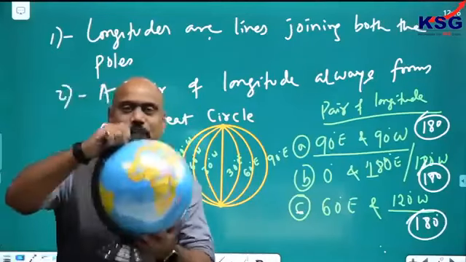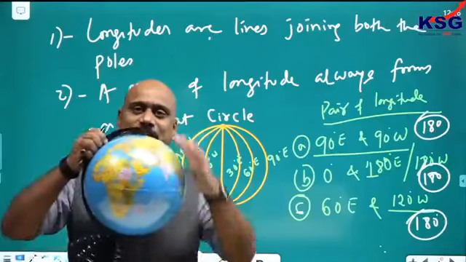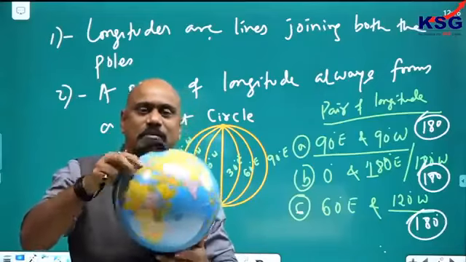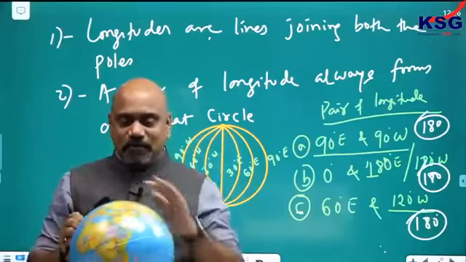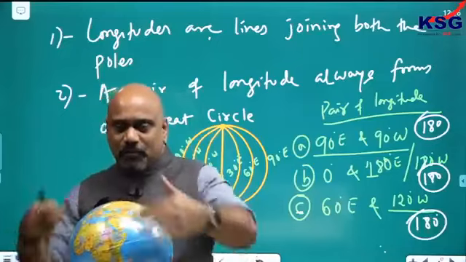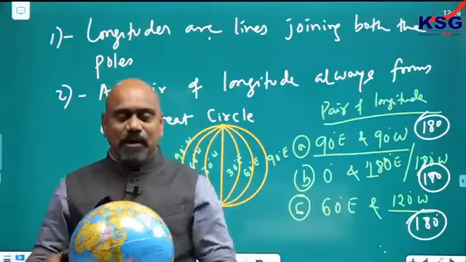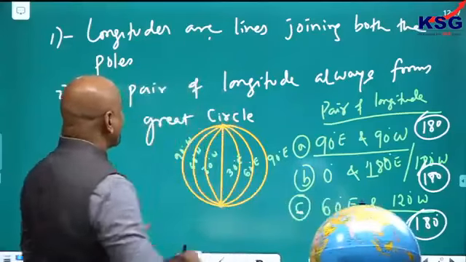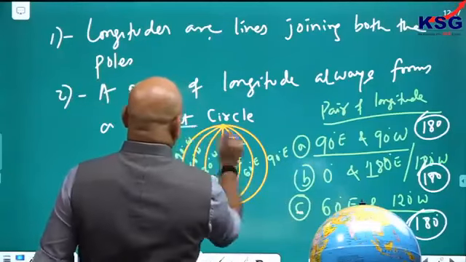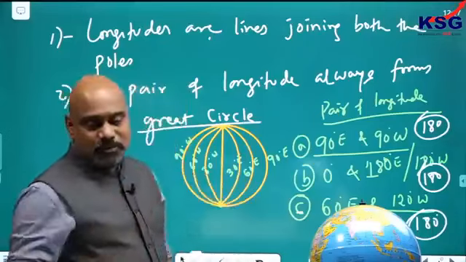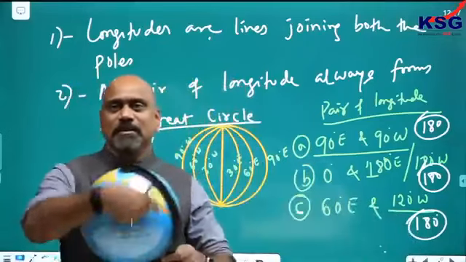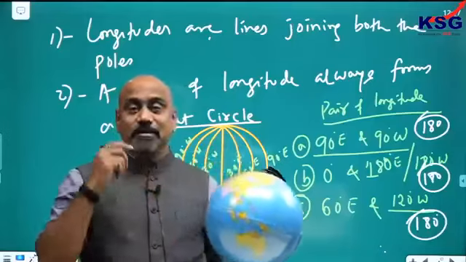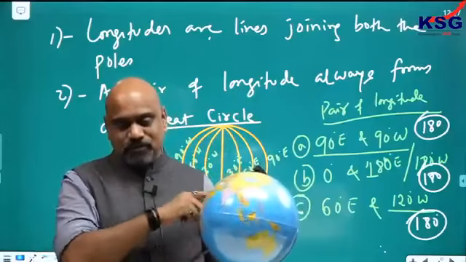If it is 0 degree, the opposite side is 180 degree. If it is 60 degree east, it is 120 degree west. If it is 90 degree east, it is 90 degree west. Pair of longitude always forms a great circle, meaning the greatest possible circle, almost equal to the circumference of the earth. Almost again, because the earth has a geoid shape, that's why I have used almost.